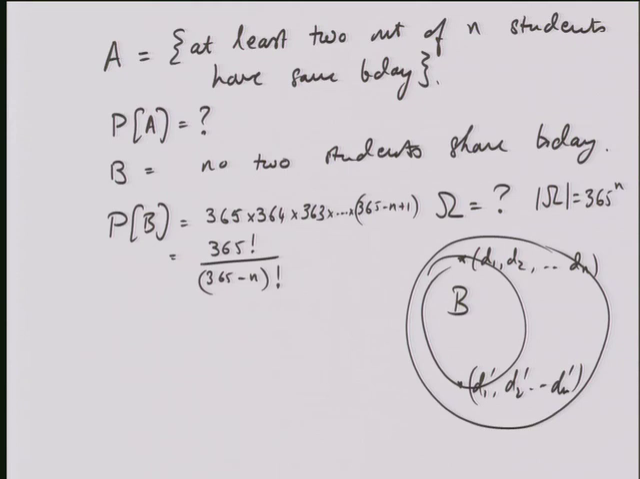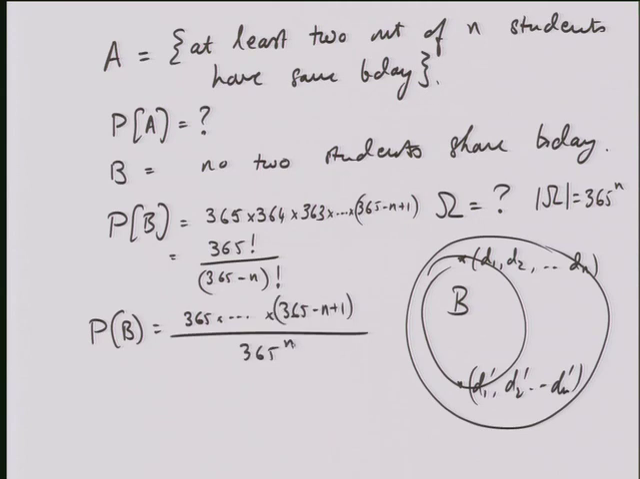Doesn't matter. You can just write it out as you want. And the probability of B is just this number divided by 365 to the n. So it's 365 times 364 and so on, down to 365 minus n plus 1, divided by 365 raised to the power n.